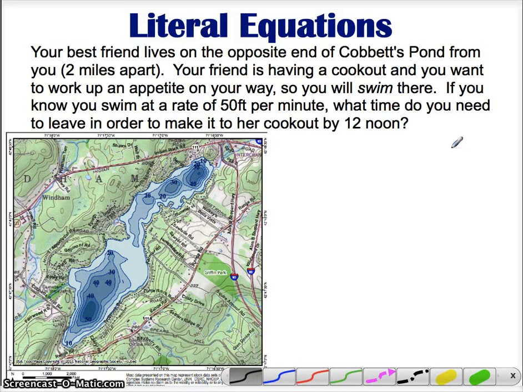Alright, today we're going to talk about literal equations. Basically, a literal equation is this. If we have something like 8 equals 2x, and we solve for x, we divide by 2, and we get x equals 4. A literal equation is if that said y equals 2x, okay? It's solving for one variable in terms of the other.